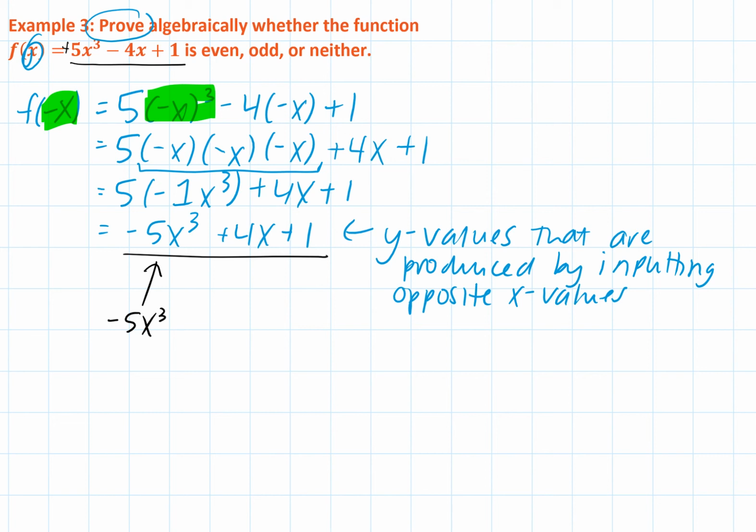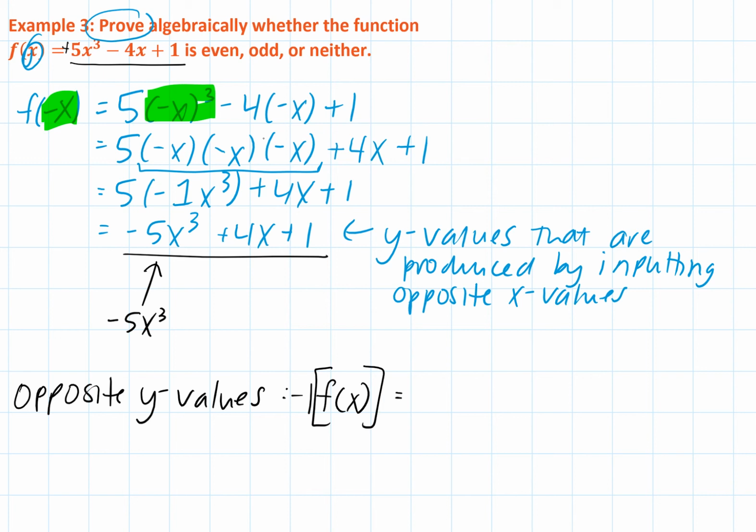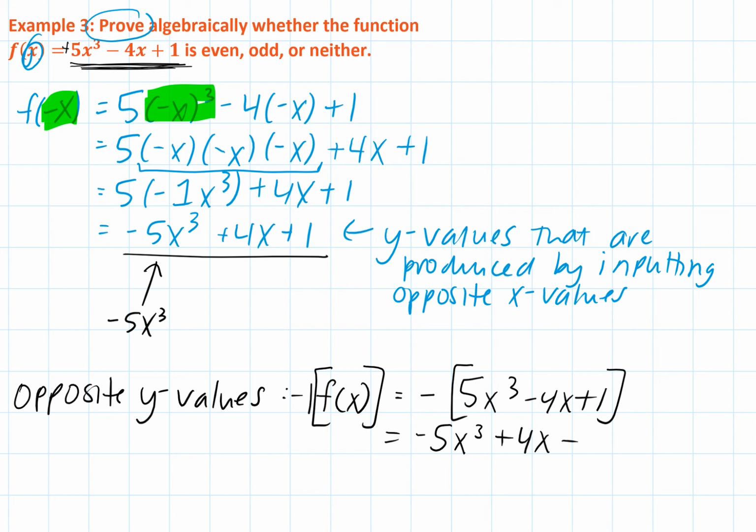Well, are you getting opposite y values? Opposite y values would mean you're taking the entire function f of x and you're multiplying the whole function by negative 1. So let's take these y values, the original y values, 5x cubed minus 4x plus 1, and multiply or distribute that negative sign. You get negative 5x cubed plus 4x minus 1. But again, these aren't exactly the same as what we got when we put in an opposite x, because here we got a positive 1, here we got a negative 1.